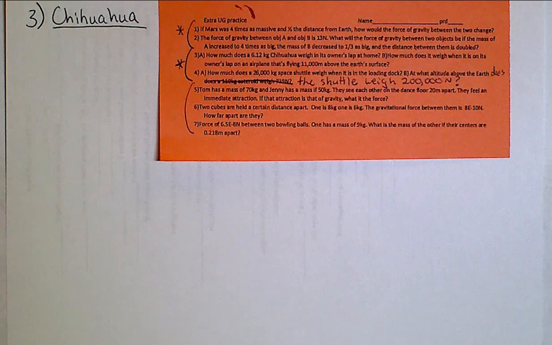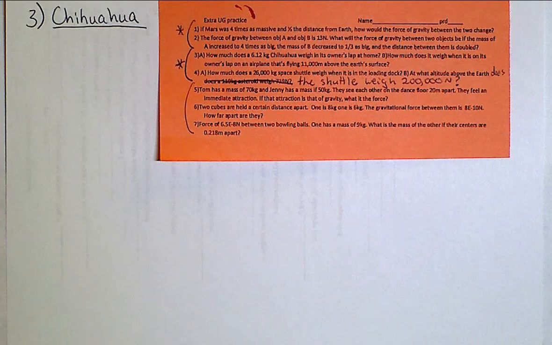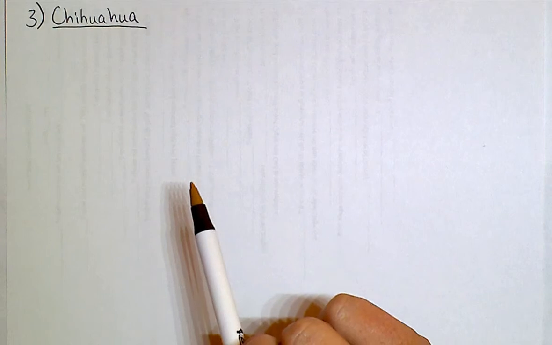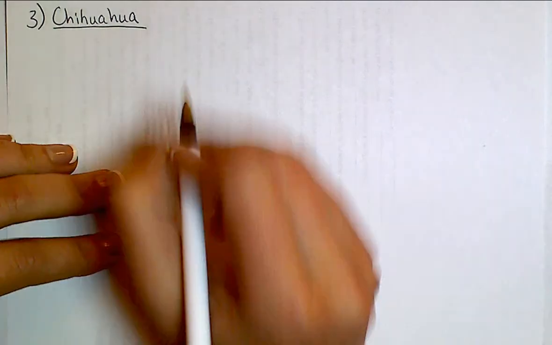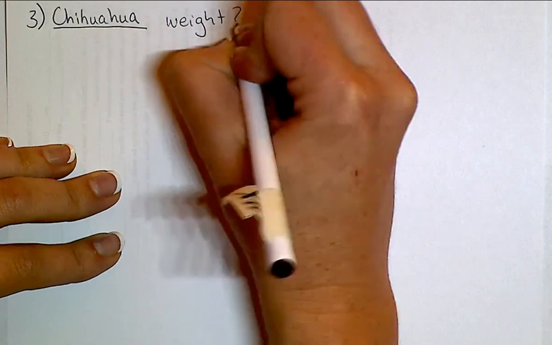This is number 3 on the tiny pink sheet, the one about the Chihuahua. It's asking how much it weighs. What is its weight? And remember, that is FW.